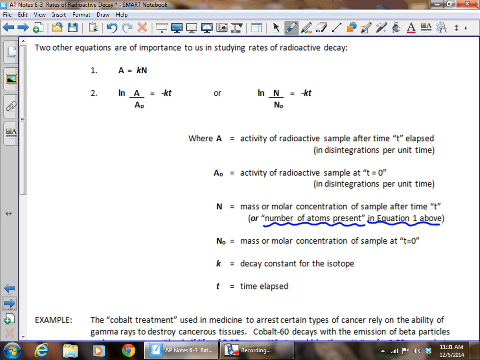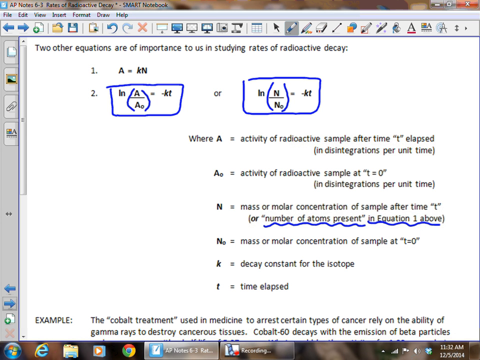A0 is at time 0, what are the disintegrations? So those are the values that we're looking at. The K constant again is K, time elapsed is T. This equation right here, ln of A over A0 equals negative KT, is very important. Also, ln of N over N0 equals negative KT is important as well. They're essentially the same equation. One of them is dealing with activity, radioactivity, the other with the mass or molar concentrations of the sample.